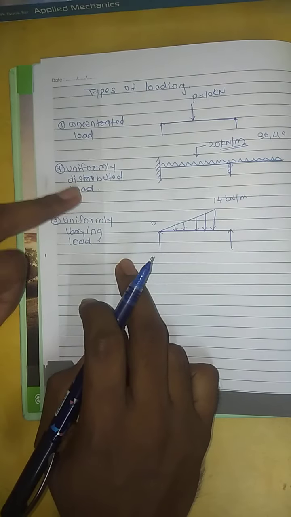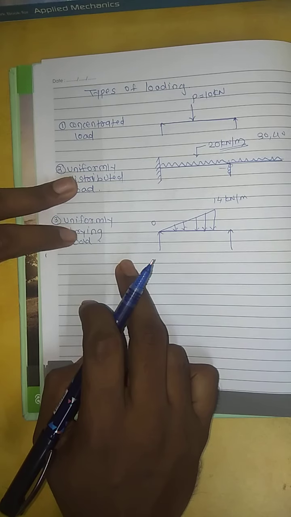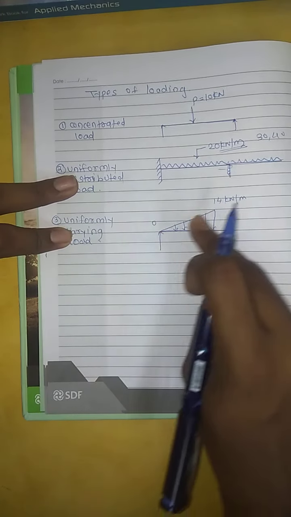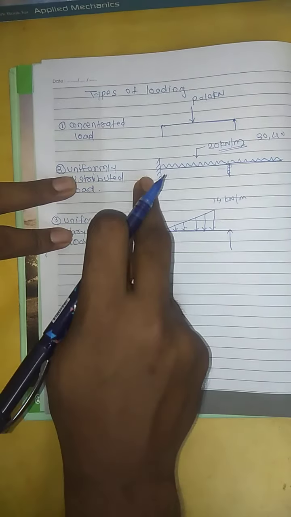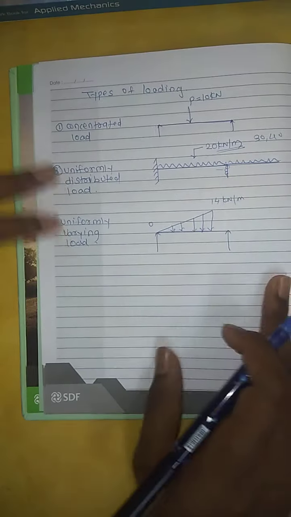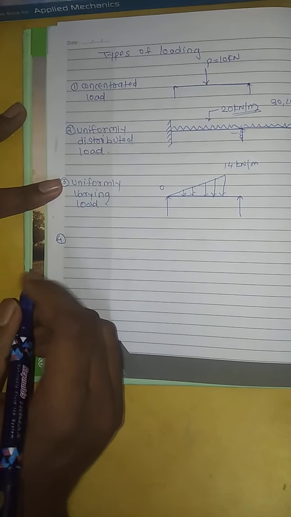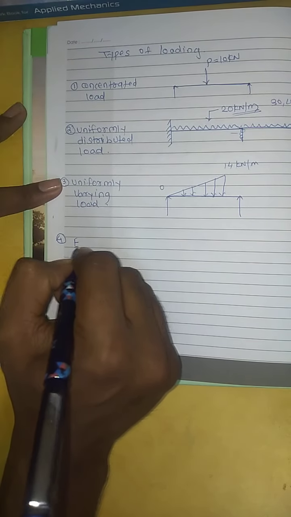You can see here uniformly distributed, here uniformly varying. Varying means changing. So uniformly the load is changing. Here uniformly distributed, the load is uniform. This is the third type. And the fourth type that is required for our syllabus is external moment.